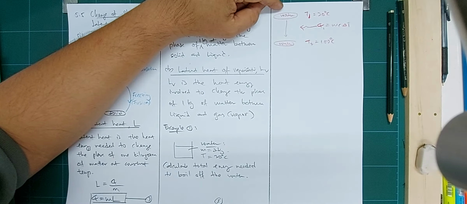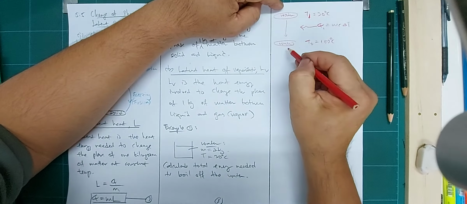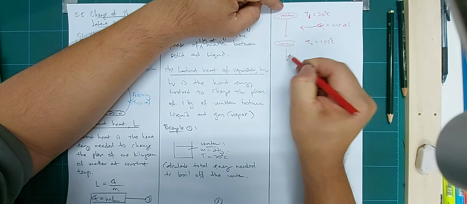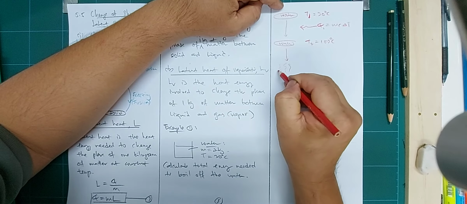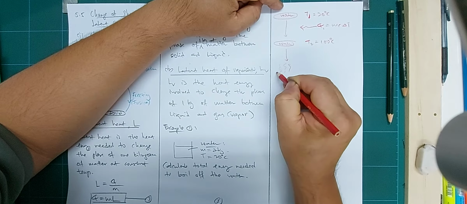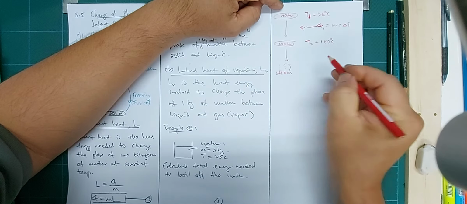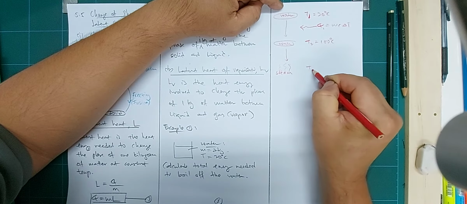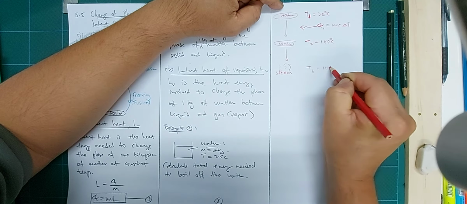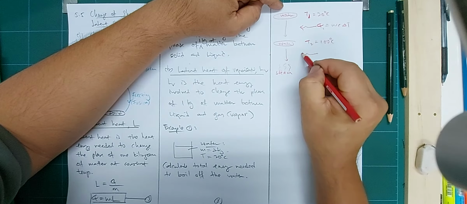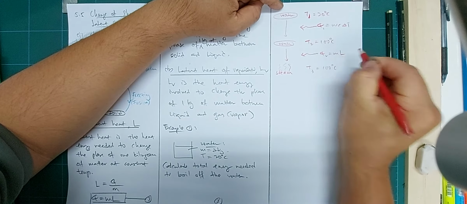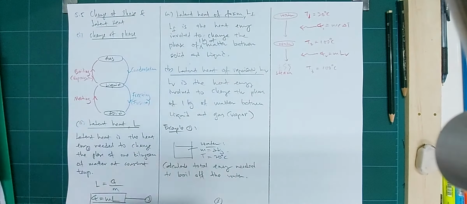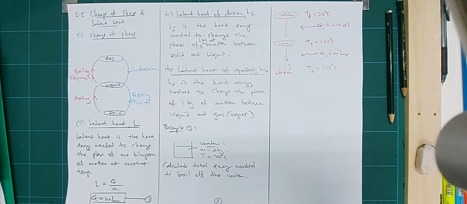Okay, Q1. Now if you supply energy further, the water will start to change into vapor. So now this is steam, and of course the temperature will be the same. And again it's going to absorb another type of energy, which is mL, vaporization. So that is our diagram.